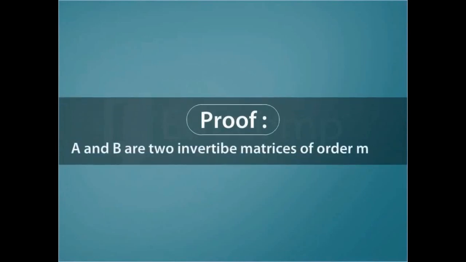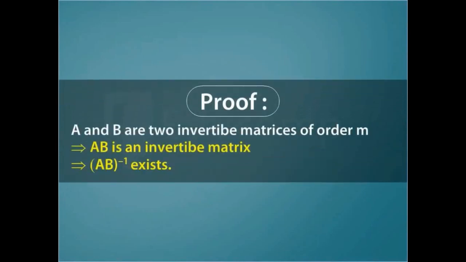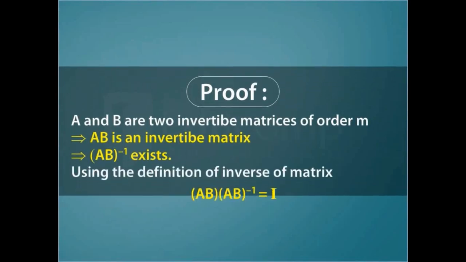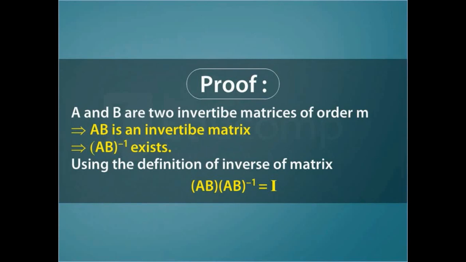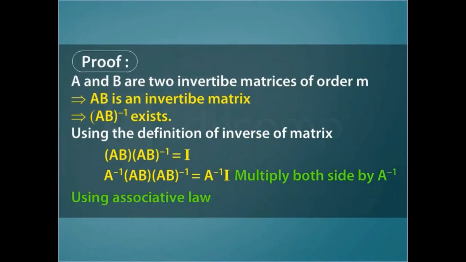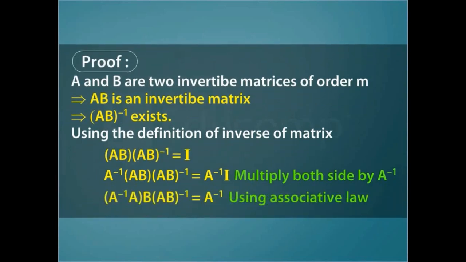Let A and B be two invertible square matrices of order m. Using the definition of inverse of a matrix, we get the product of AB and (AB) inverse equals I. Pre-multiplying both sides by A inverse, we get the product of A inverse, AB, and (AB) inverse equals the product of A inverse and I. Using the associative law, this results in the product of (A inverse A), B, and (AB) inverse equals A inverse.